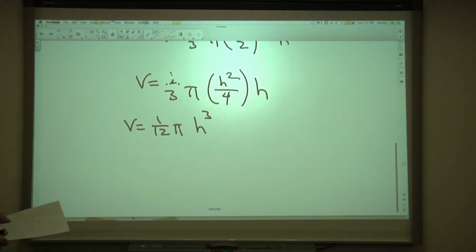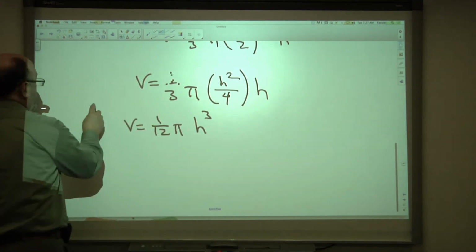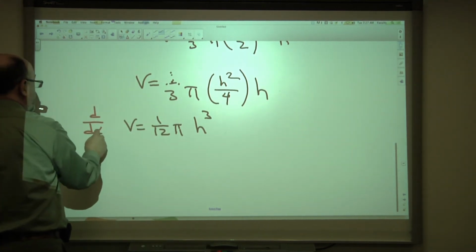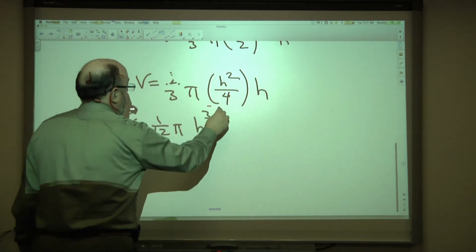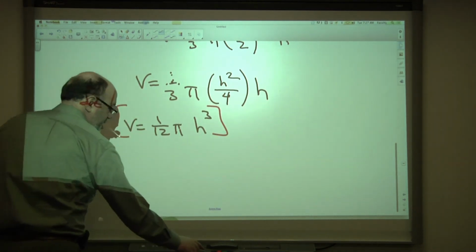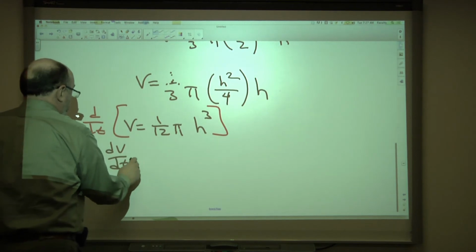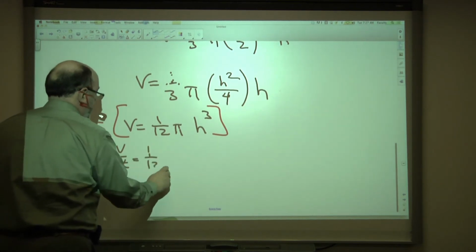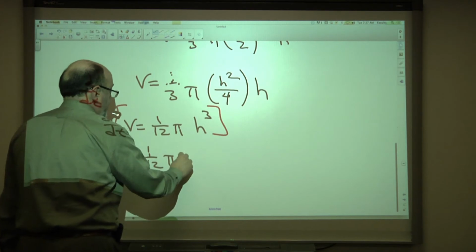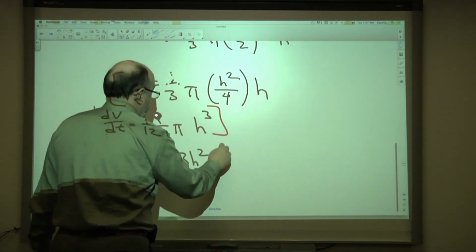So we have that. Now we're going to take the derivative with respect to t. So d/dt. And so we get dV/dt is equal to 1/12 pi 3h squared dh/dt.